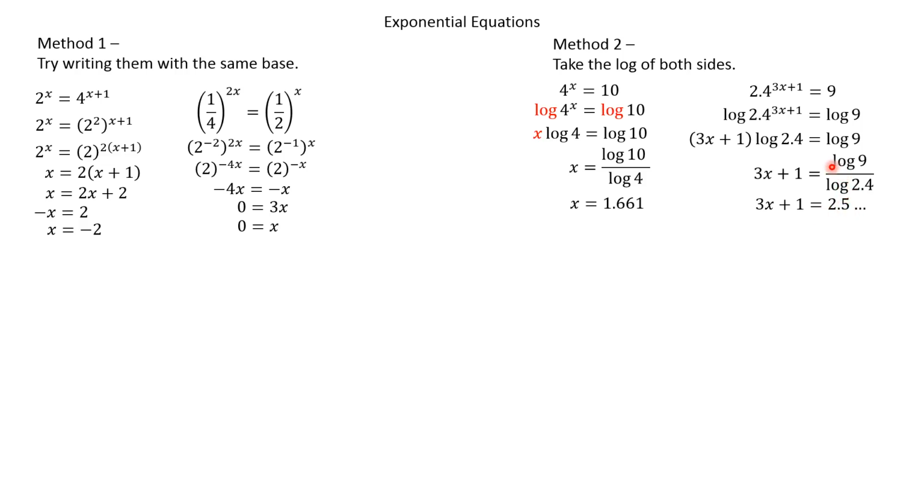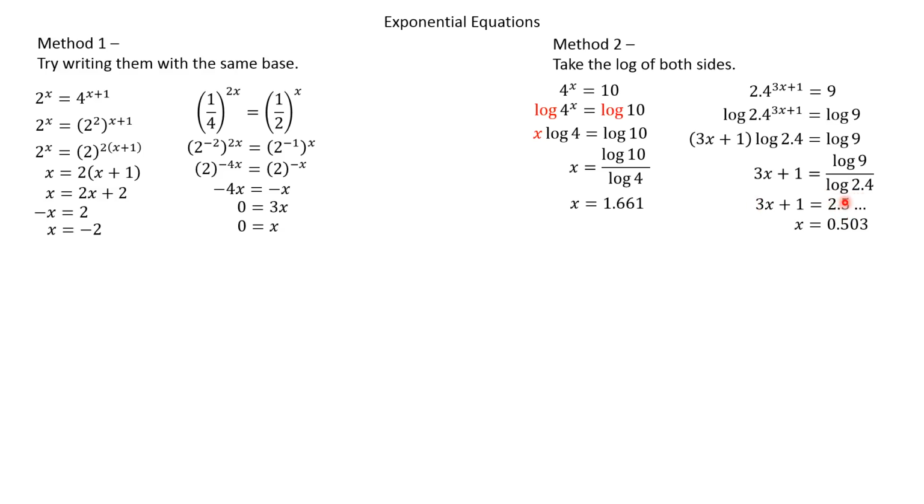And again, to get that, I went log 9, enter, then divide by log 2.4, enter. I think it's like 2.503 or so. And I'm just going to solve for x. So I'm going to take that number that's in the calculator, minus 1, and then enter, divide by 3, and x is about 0.503. That's the step where we're going to round and put our three decimal places down.